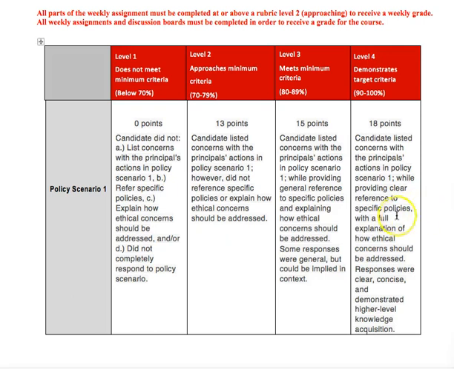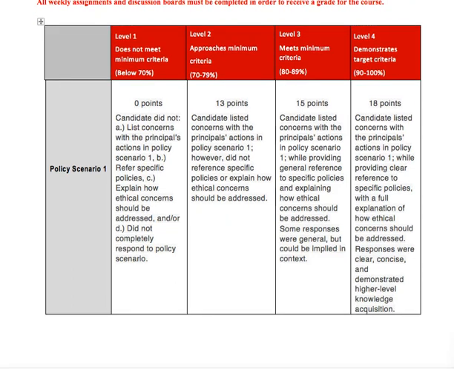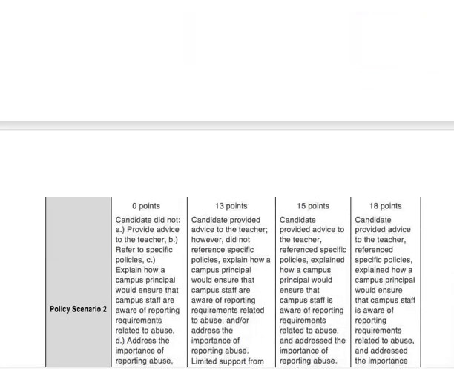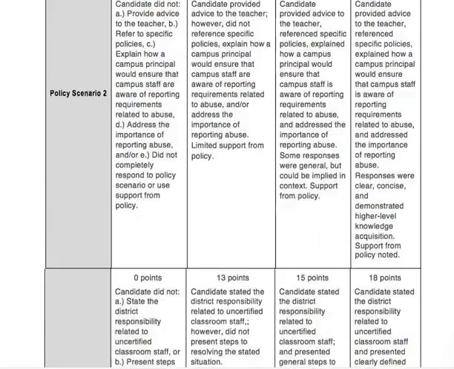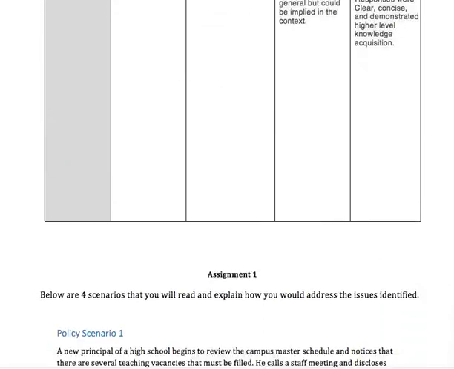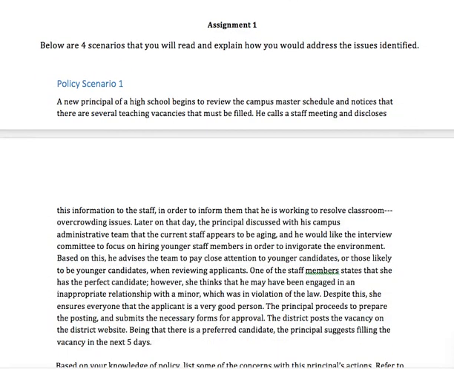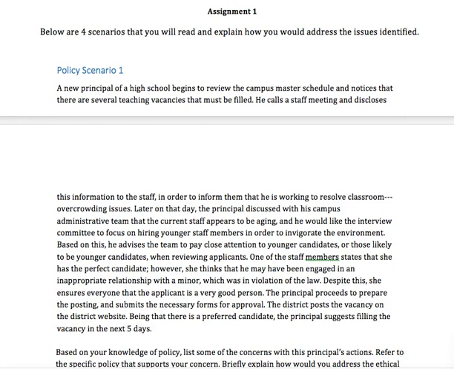If you'll look at level 4 here, it says with a full explanation. So really be detailed about your explanation and make sure your responses are clear and you demonstrate that you really have a high level of knowledge, and that's going to come from reading and watching your videos. So please make sure that you do that. These are the rubrics for each of the policy scenarios that you're going to do. So what you're going to do is read each of the scenarios and then explain how you would address them.